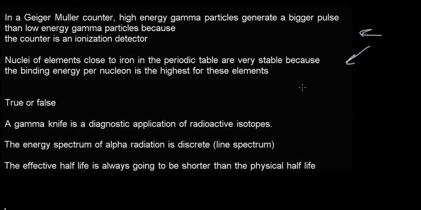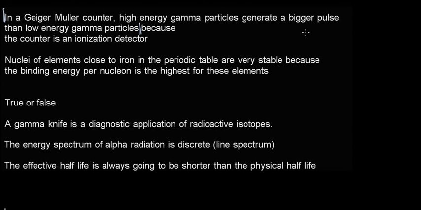And we've got some more relation analysis here, so let's work through them. In a Geiger-Müller counter, high energy gamma particles generate a bigger pulse than low energy gamma particles. And I know that I haven't covered Geiger-Müller yet, but what's important to understand is that in a Geiger-Müller counter, all that it does is it measures ionization.